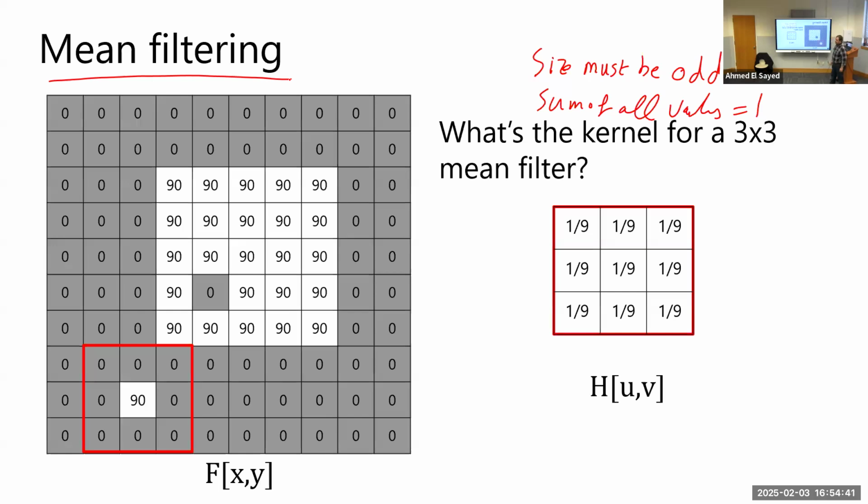What are those two conditions? The size of the filter must be odd, which means 3 by 3, 5 by 5, 7 by 7, 9 by 9. It can't be even. The second thing, the sum of all values in the filter must equal 1. If any filter satisfies the two conditions, we can consider this filter as a mean filter.